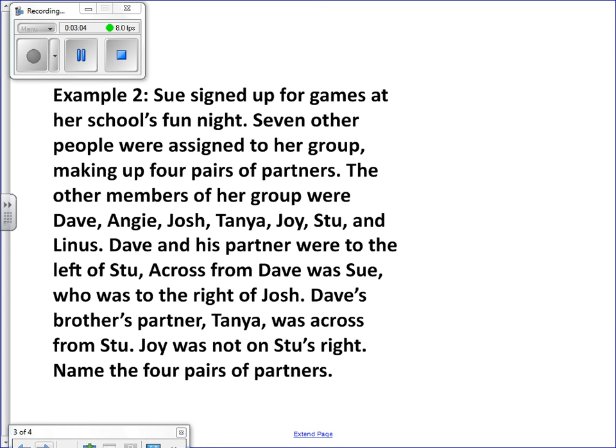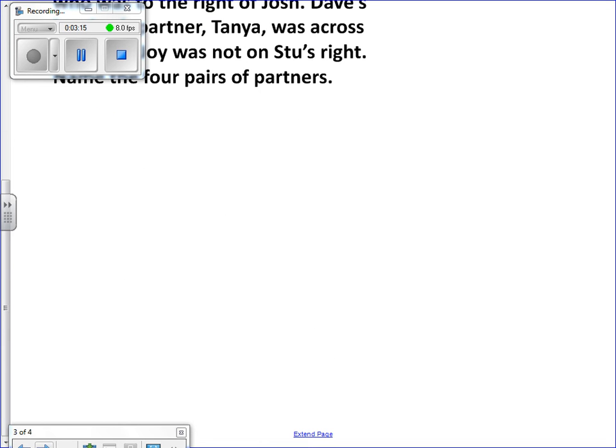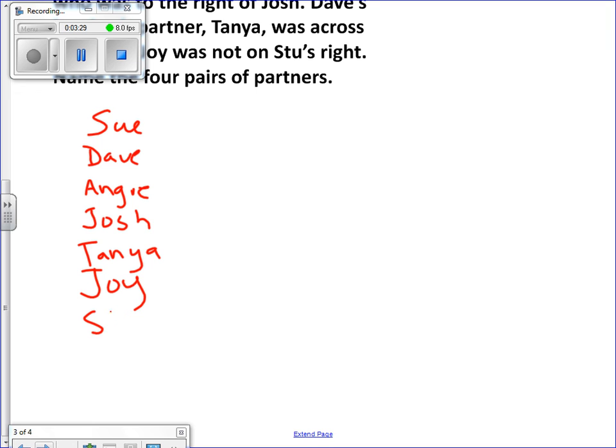Okay, this is a really long problem and it needs to be broken up into steps. My first step is I'm going to write down the names of all of the people that I'm going to be dealing with. So I have Sue, Dave, Angie, Josh, Tanya, Joy, Stu, and Linus. Okay, let's go back.